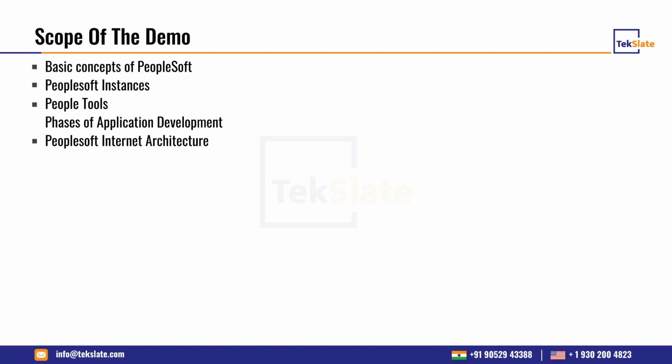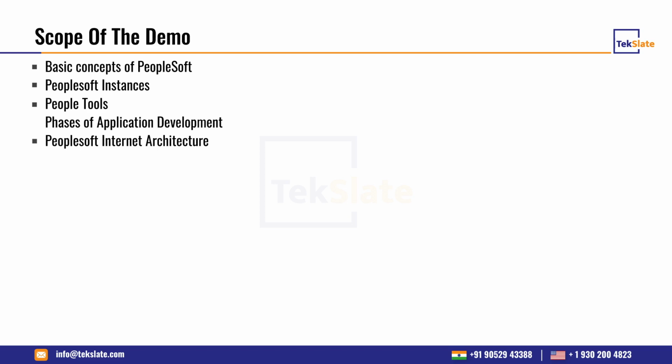ERP is business process management software that manages and integrates organization, finance, supply chain management, commerce, manufacturing, and human resource activities. A few other ERPs are SAP, Salesforce, Oracle Fusion, Workday, JD Edwards, Oracle EBS, etc. PeopleSoft was introduced around 1985, and it was acquired by Oracle in 2005.